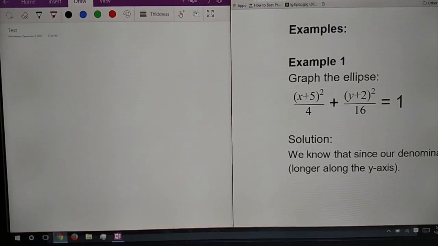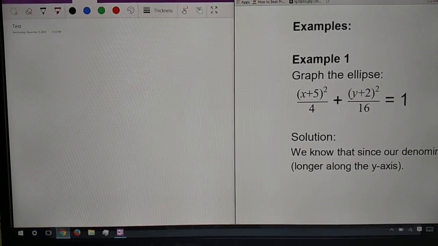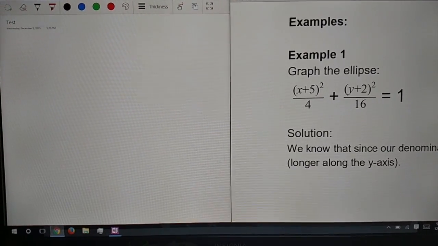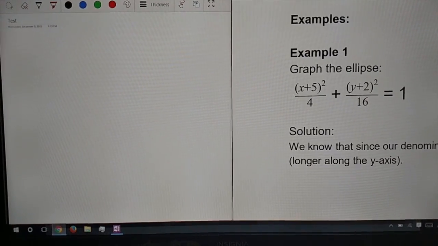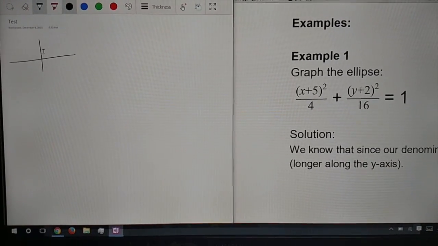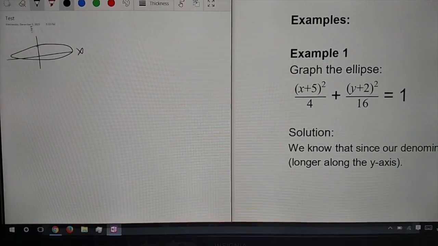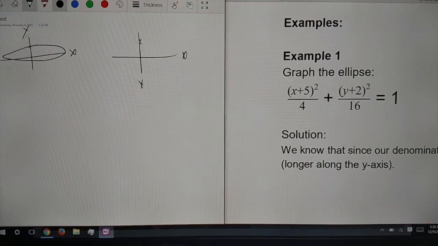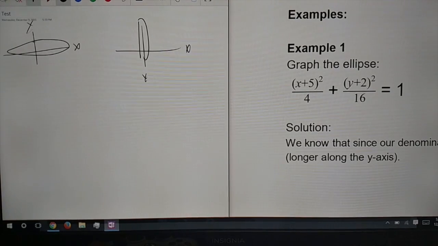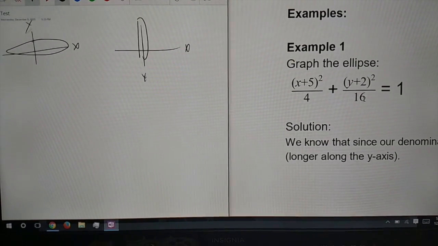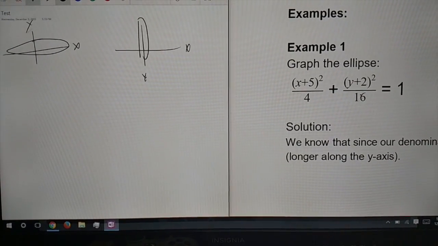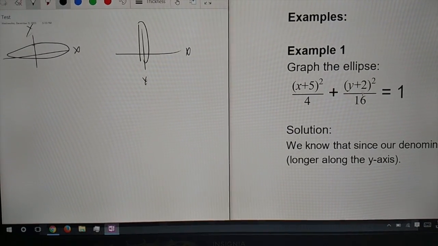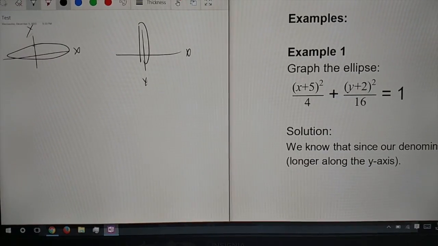Graph the ellipse (x plus 5) squared over 4 plus (y plus 2) squared over 16. First, we want to figure out if it's a horizontal major axis or vertical major axis. Horizontal major axis simply means it's going to be longer across the x-axis, and a vertical major axis means it's going to be longer on the y-axis. The way we figure this out is we look at the denominator. We see that 16 is clearly larger than 4, and this is under y, so this means it will be a vertical major axis.